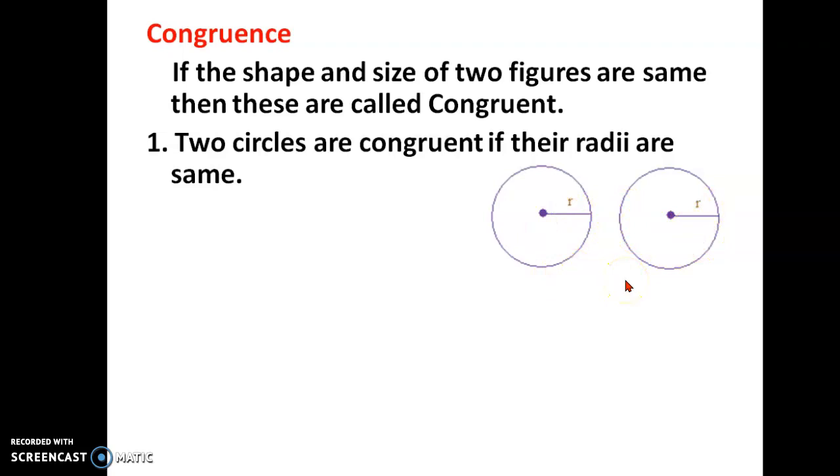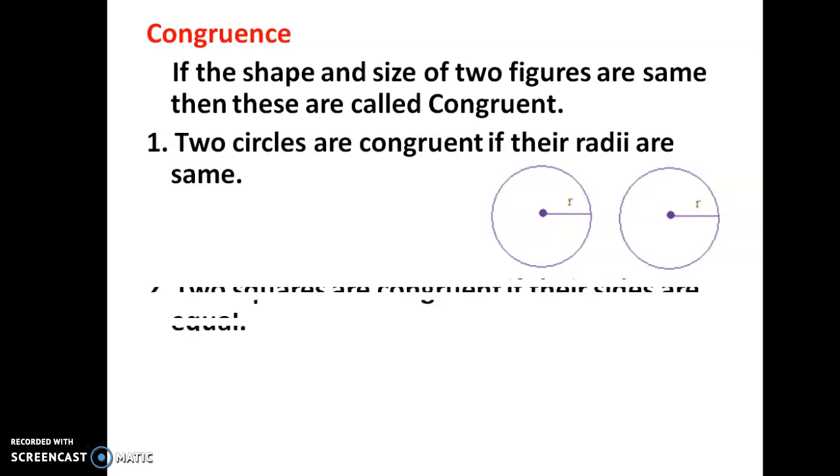You can take the example of two bangles. If you are buying a pair of bangles, two bangles will be there. Those two bangles will be of the same radii, is it not? Then if you place one above the other, they will perfectly match each other. That is called congruent.